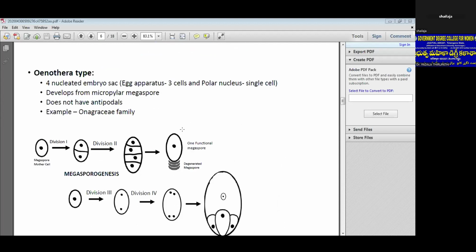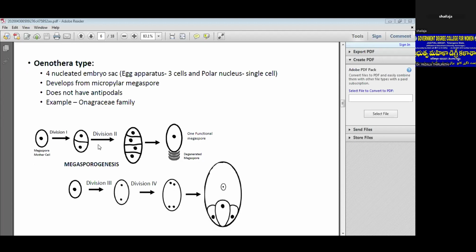What is the difference between polygonum and Oenothera? Polygonum is an 8 nucleate embryo sac, and Oenothera is a 4 nucleate embryo sac. The egg apparatus has 3 cells, and the polar nucleus is a single cell. The antipodals are absent. That is the Oenothera type. It does not have antipodals. Example: Onagraceae family. It was first described in Oenothera lamarckiana.